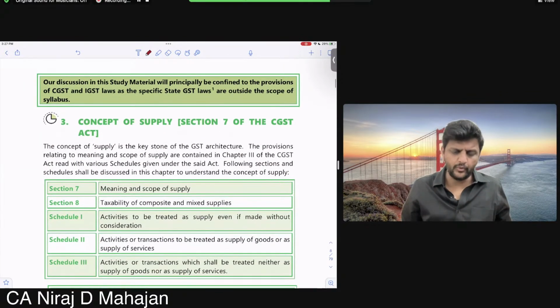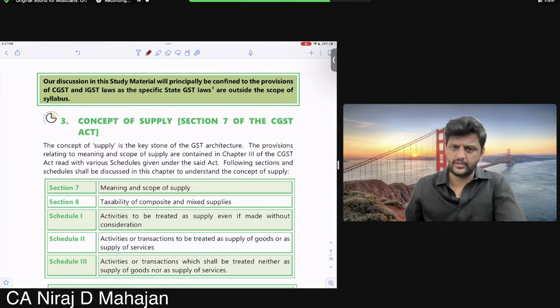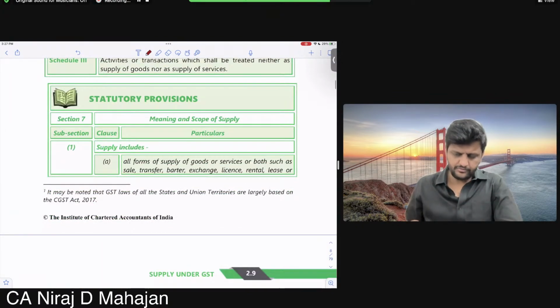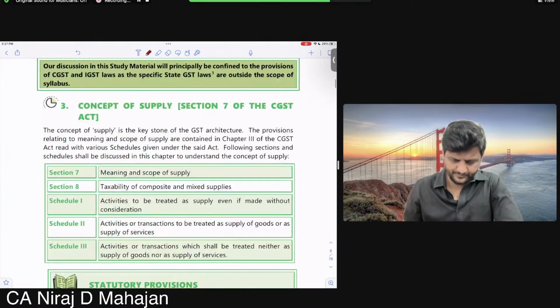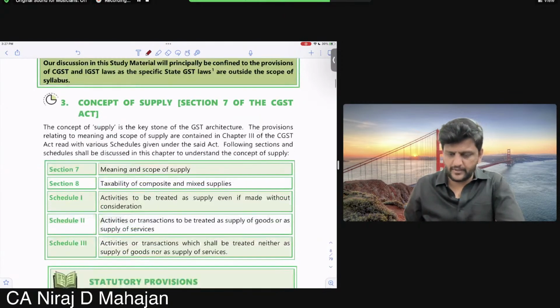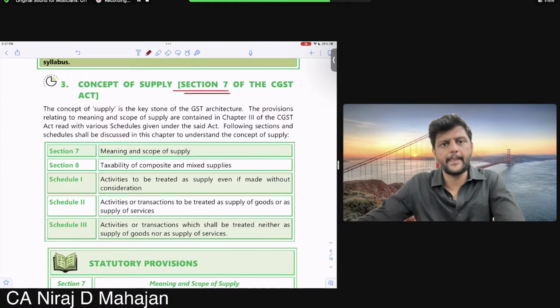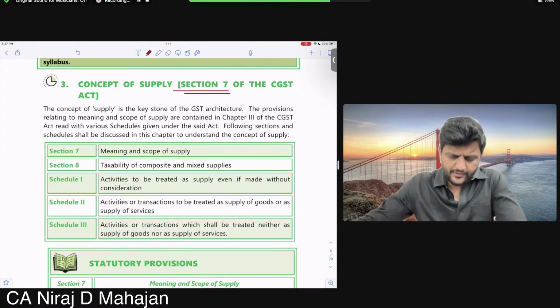So, we have to do only mainly CGST and IGST laws. Mainly CGST only. State GSTs we are not dealing with. Okay? Fine, everybody? Concept of supply. Section 7. Ready, everybody? So what do we have to see? The concept of supply is the keystone.